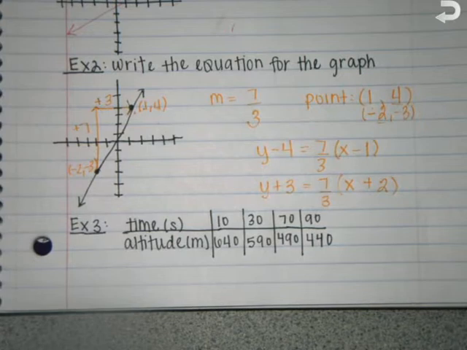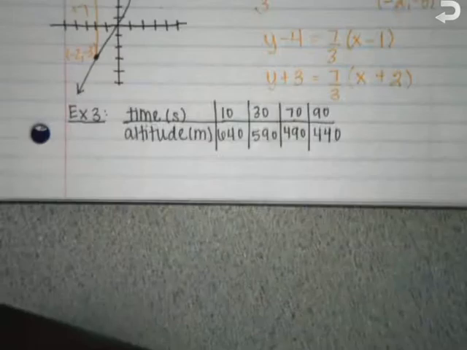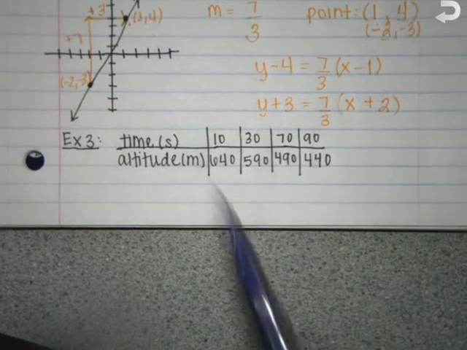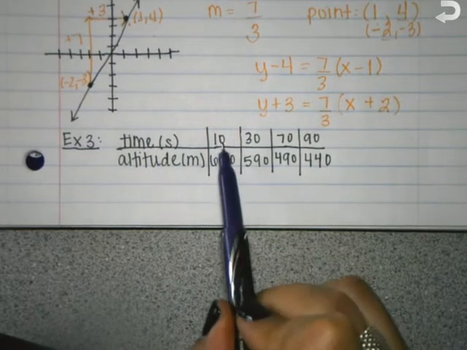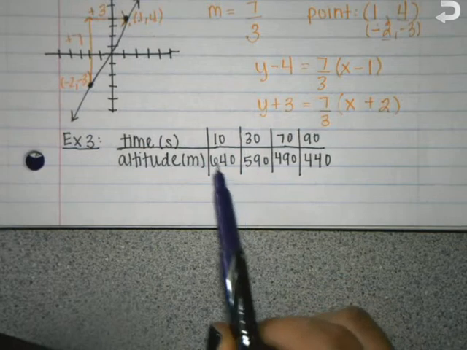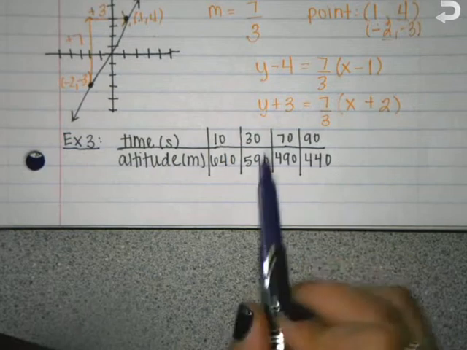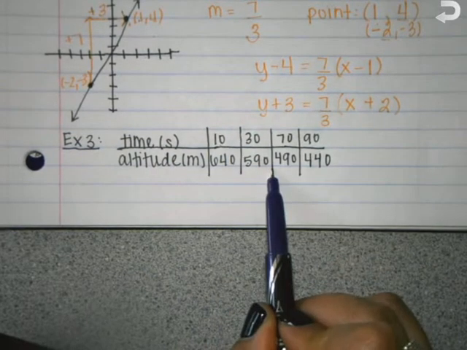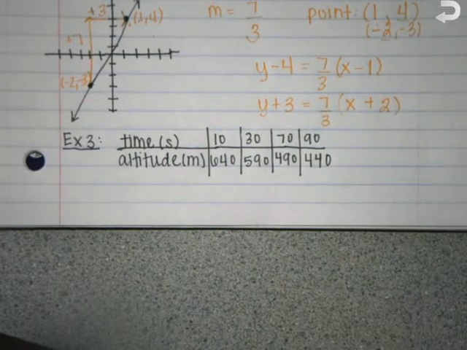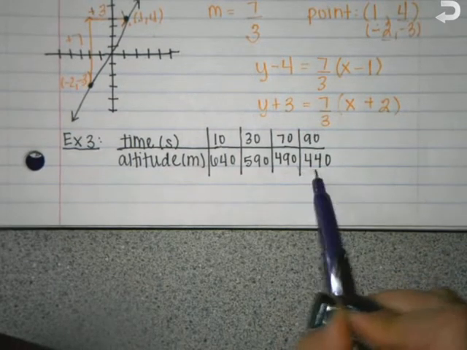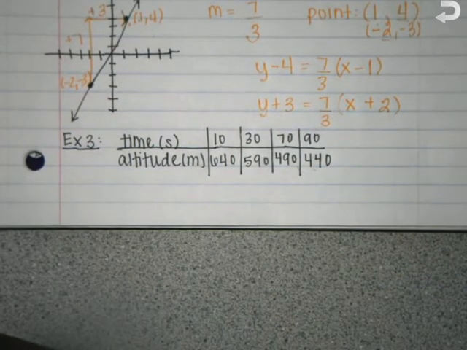The very last one I want to do is, what if I give you the information in a table and I want you to write an equation for it? This table shows the altitude of a plane in a given amount of time. After 10 seconds, it is at 640 meters in the air. At 30 seconds, it's at 590. At 70, it's at 490. And at 90 seconds, it's at 440. So it's going down. In order to write the equation, I need to know the slope, and then I can pick any of these points and plug it in.